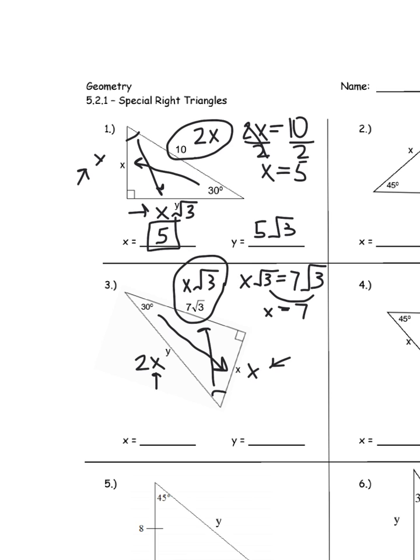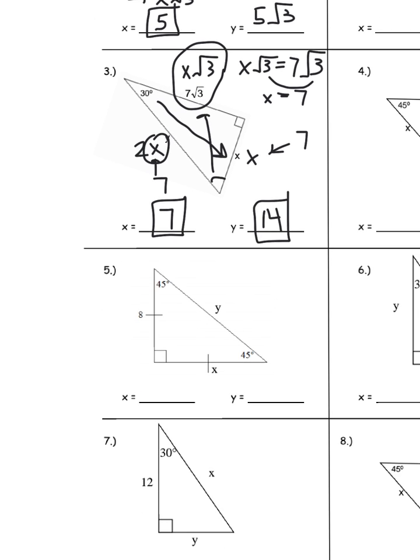So the length of this one over here on the right of X is going to be 7. And then for Y, when we plug it in right here, we're going to have 2 times 7, which is going to be 14. So that's it.